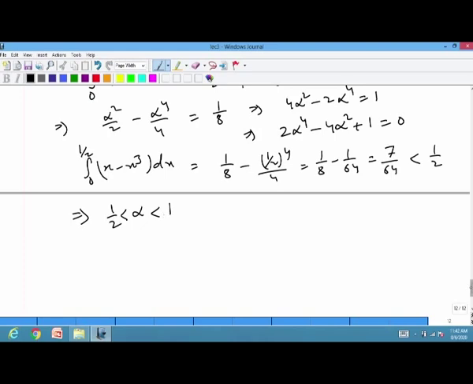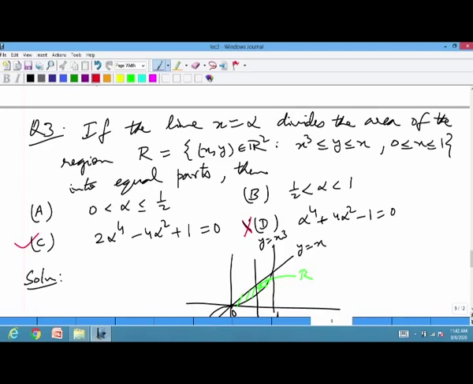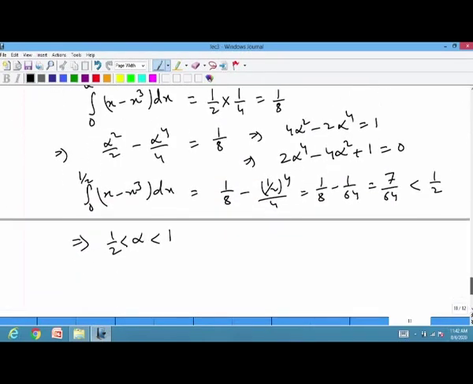So, that means that option B is correct and A is wrong. Therefore, option B is correct.